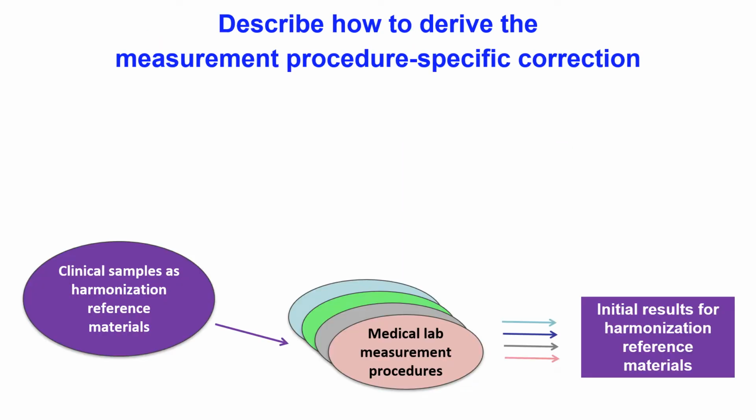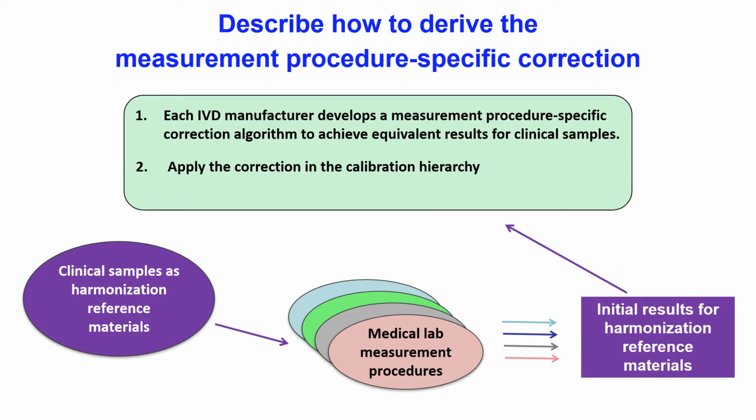The next step in the protocol is to describe how to derive the measurement procedure-specific correction that will be applied by each manufacturer. The clinical samples used as harmonization reference materials are measured by all the medical laboratory measurement procedures involved in the protocol, and those initial results are used by each IVD manufacturer to develop a measurement procedure-specific correction algorithm to achieve equivalent results for clinical samples. And then the manufacturer will apply the correction algorithm in their calibration hierarchies.